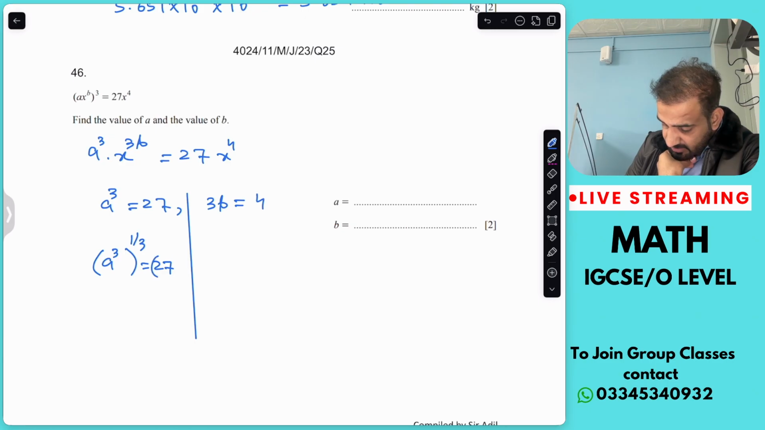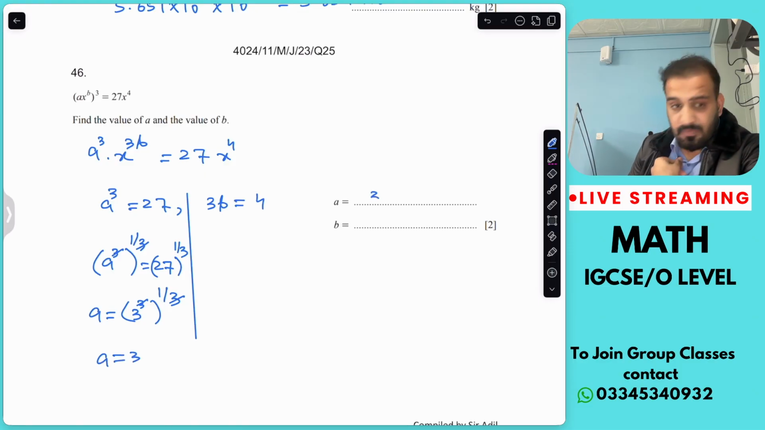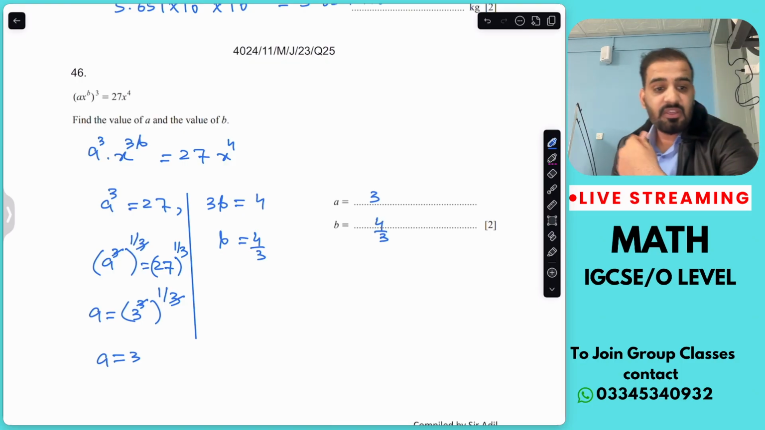27 raised to power 1 over 3. 3 will be cancelled out. So A is equals to 3 cube whole power 1 over 3. It will be cancelled out. So A is going to be 3. And then B is going to be 4 over 3. Okay. So B is 4 over 3.